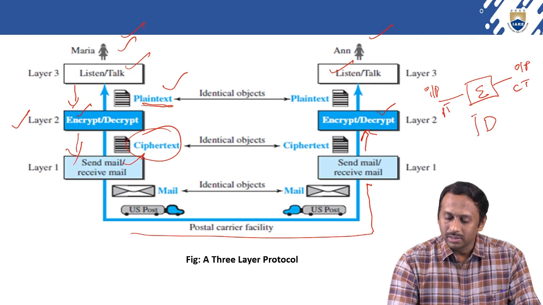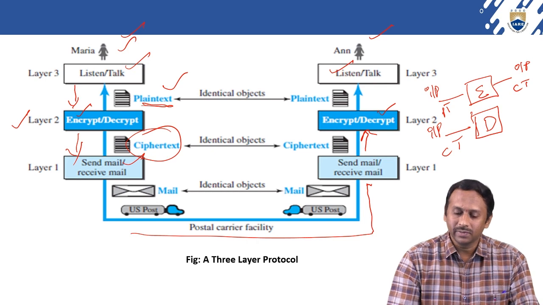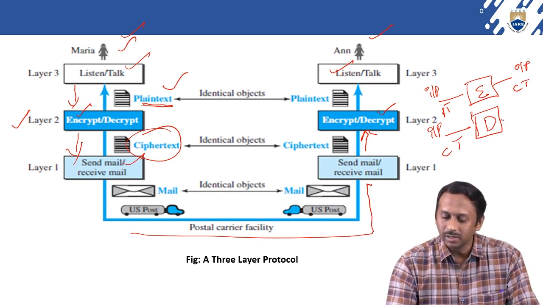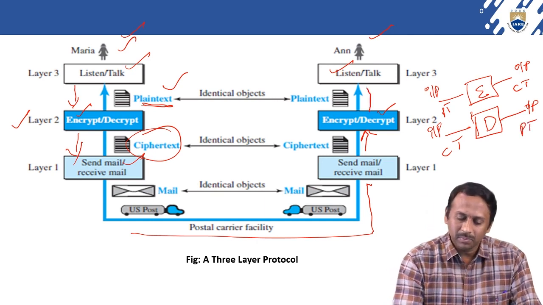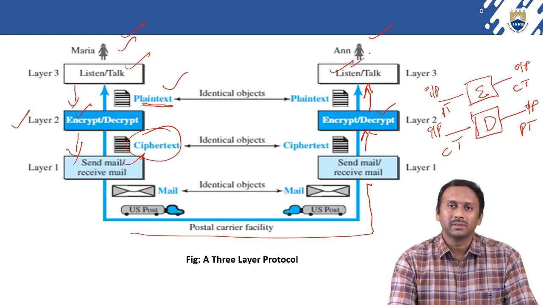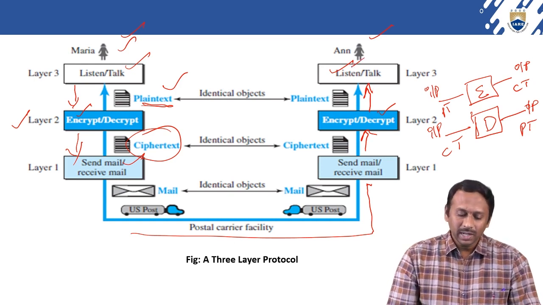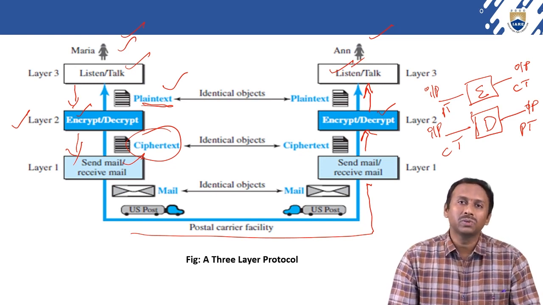Now, what is the input here? Input is ciphertext. Clear? We perform the decryption. Then what is the output here? We get plain text. Clear? So the plain text is read or listened to. Like this, a three-layer protocol works and provides secure communication.